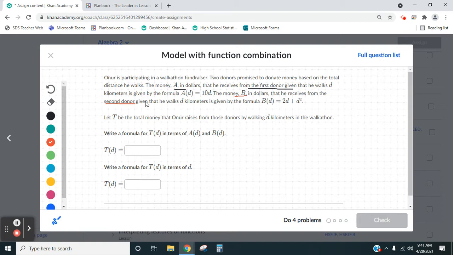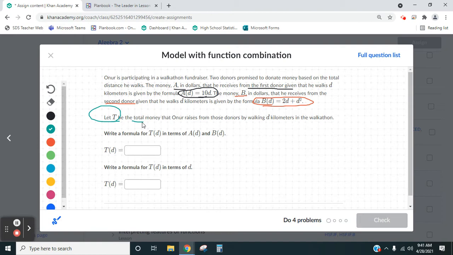But there's two different formulas, right? So A is this formula or function, and then this is B. It's a different formula or function, whatever you want to say. And then down here, there's the third function. It says T. T is the total money the owner raises from those donors by walking D kilometers.